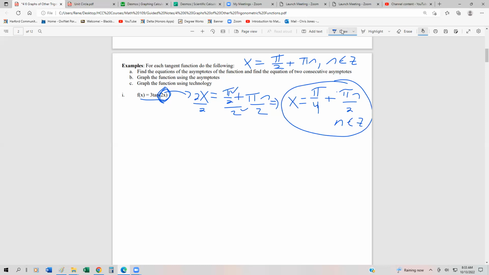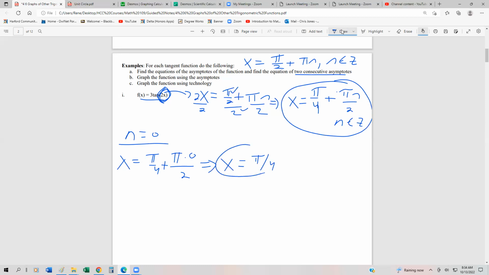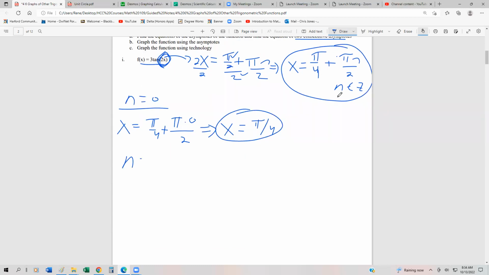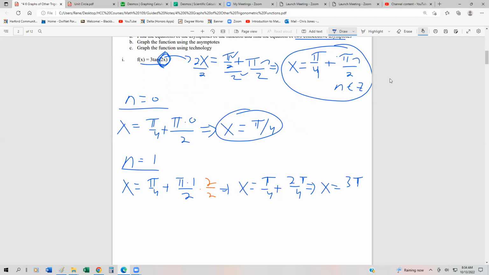For us to find two consecutive asymptotes, we just have to have two consecutive integers, such as 0 and 1. So let's let n be equal to 0. That's really easy because we would get x equals pi over 4 plus pi times 0 over 2, which means that x is going to be pi fourths. Now, another consecutive asymptote would occur when n is equal to 1. So x is going to be equal to pi fourths plus pi times 1 divided by 2. To get a common denominator, we multiply by 2 over 2. So x is going to be equal to pi fourths plus 2 pi fourths, or finally, another asymptote occurs at 3 pi over 4. So those are our two consecutive asymptotes.